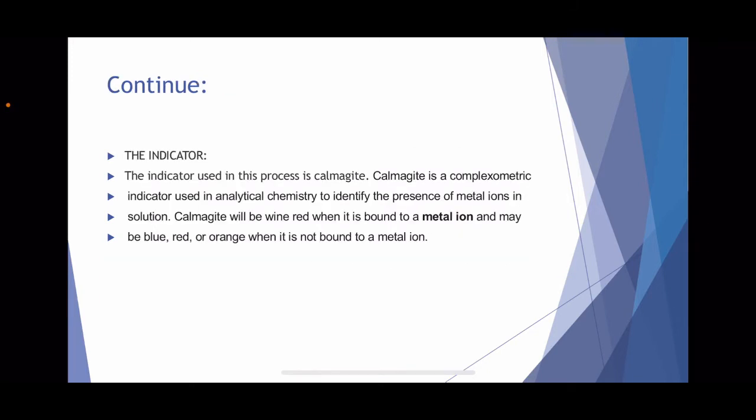The indicator used in this process is Calmagite. Calmagite is a complexometric indicator used in analytical chemistry to identify the presence of metal ions in the solution. Calmagite will be wine red when it is bound to metal ions, and in non-bound form it will be blue, orange, or red.